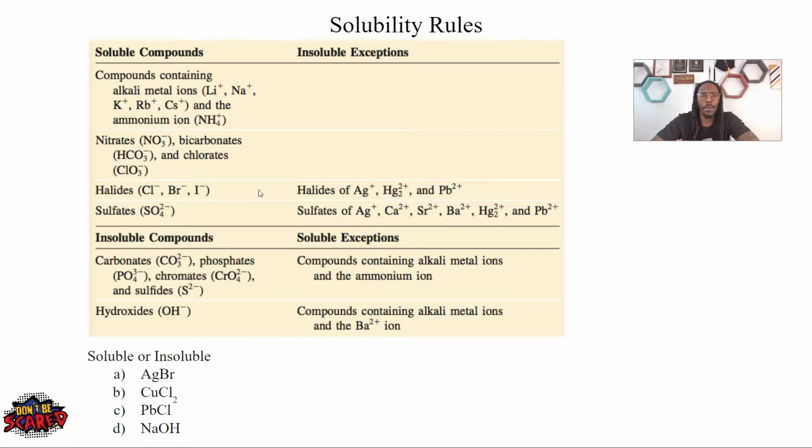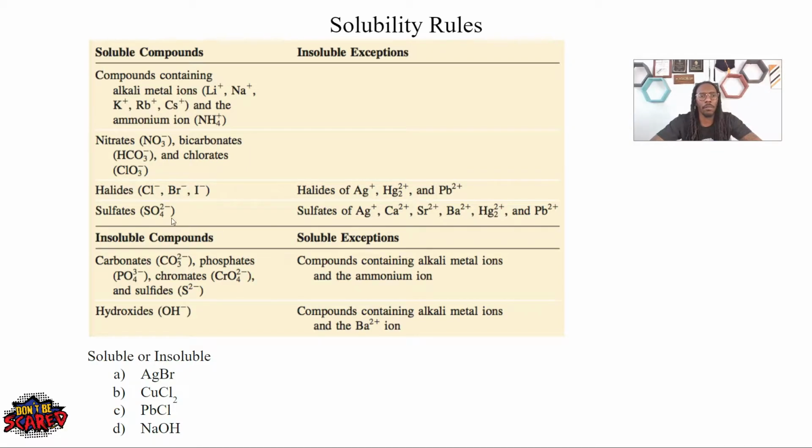If you have a compound with a halide and silver, or mercury, or lead, Pb, if you have any one of these with a halide, then it's insoluble. It will not dissolve once we put it into our liquid. It's going to stay as a solid.